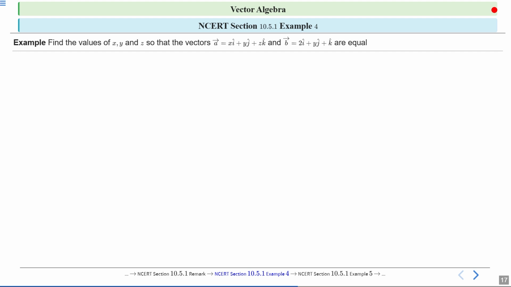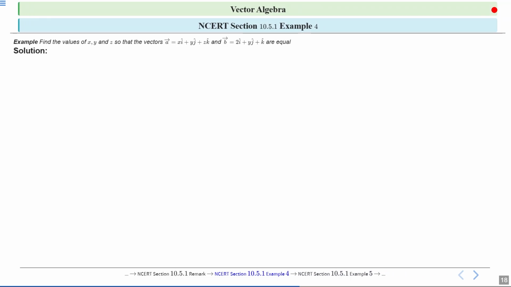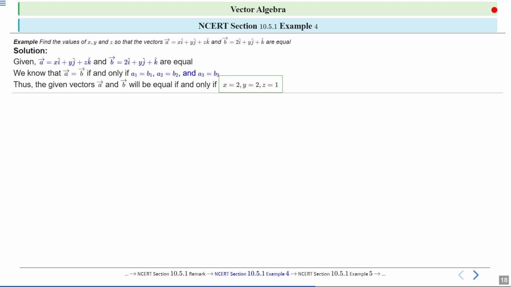Okay, so let's see how we can solve this. It's given that A vector is equal to x i cap plus y j cap plus z k cap, and B vector is equal to 2 i cap plus y j cap plus k cap, and they are equal. So we know that A vector is equal to B vector if and only if A1 is equal to B1, A2 is equal to B2, and A3 is equal to B3. Thus, the given vectors A vector and B vector will be equal if and only if x is equal to 2, y is equal to 2, and z is equal to 1.